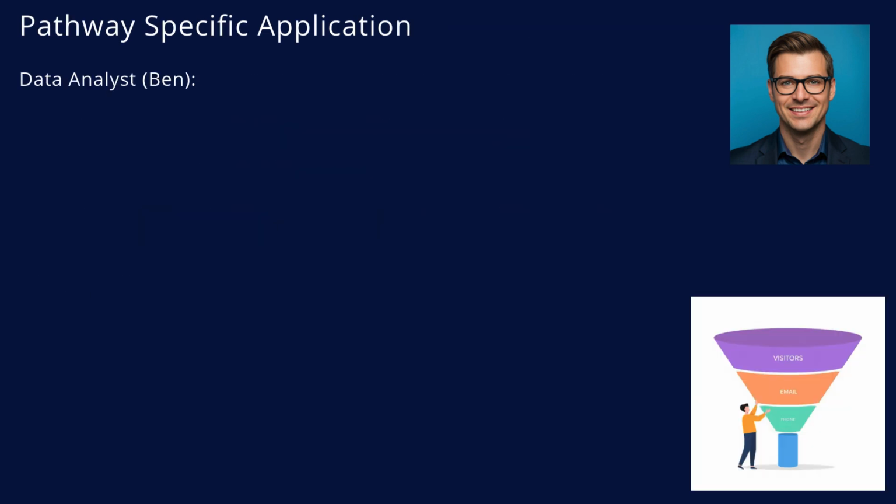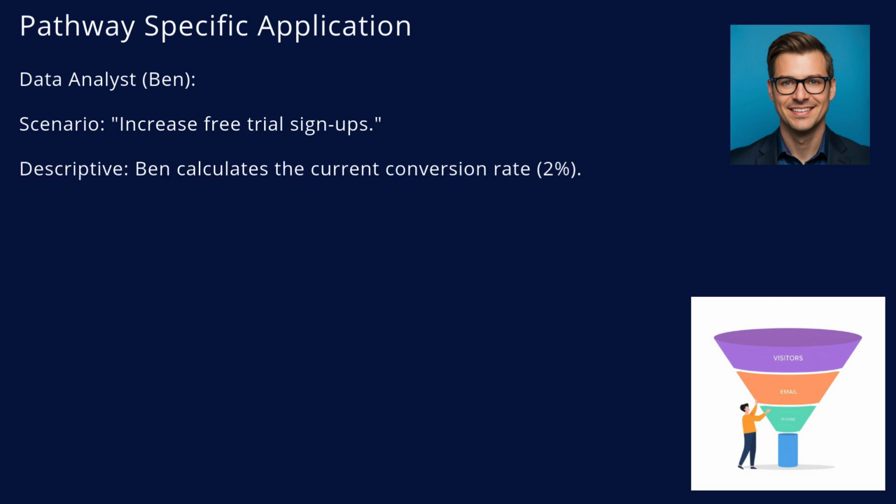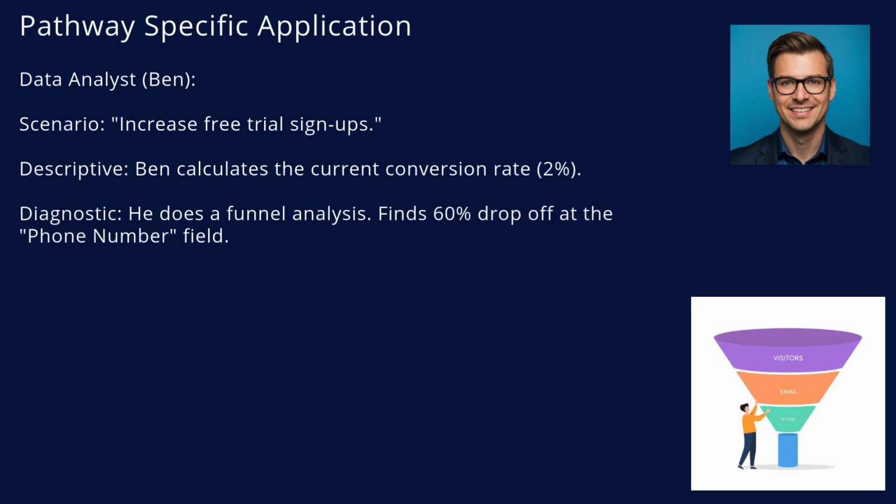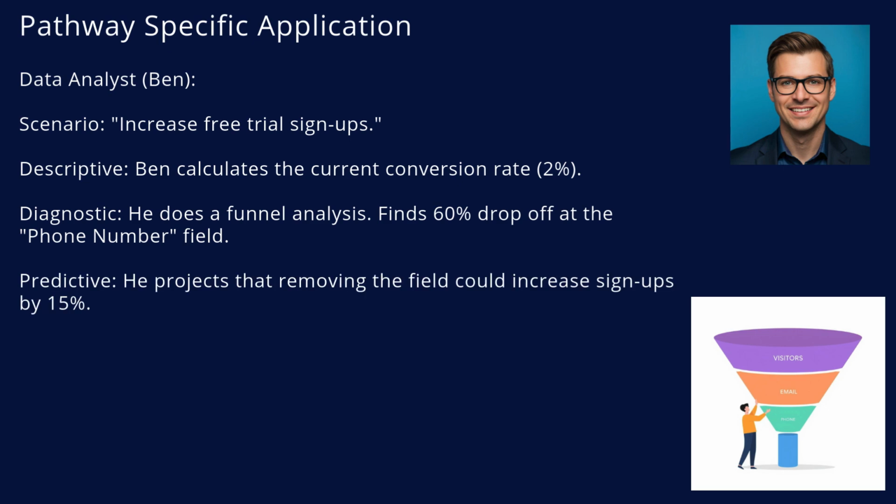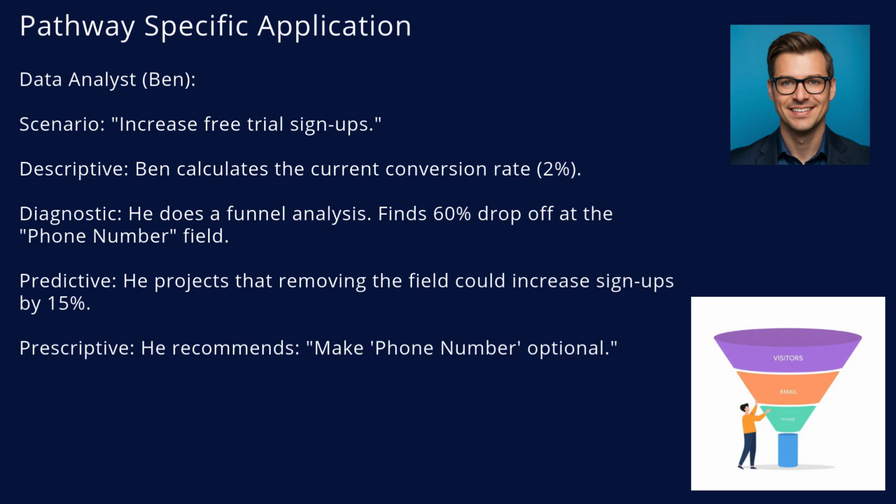How does S49 apply to you, Ben the data analyst? Scenario, the business wants to increase free trial signups. Descriptive, you calculate the baseline. Current conversion is 2%. Diagnostic, you use a funnel analysis. You see a massive drop-off at the phone number field. Why? People hate giving phone numbers. Predictive, you model the outcome. If we remove this friction, conversion should hit 3%. Prescriptive, you recommend, make the phone number field optional. The result, the business implements your fix, conversion rises, and you have driven a specific improvement using appropriate analysis.